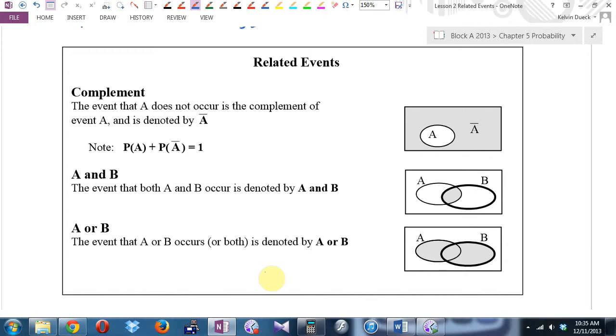The event A and B, that's both occurring at the same time. If you're talking about two separate events, in terms of a Venn diagram, it's where they overlap. The event A or B, and this is where it's different from English, Jordan, means one or the other, or both. Say, what? Well, it's easier if we look at some examples.